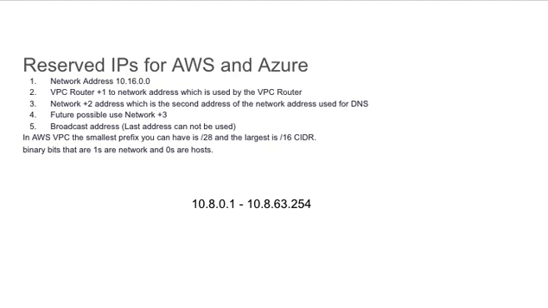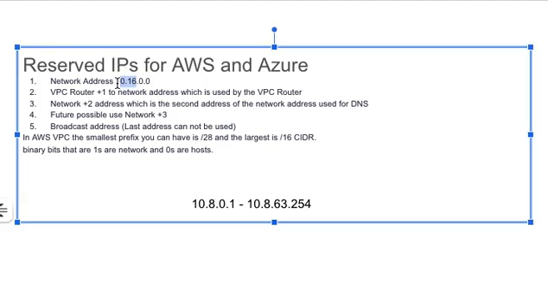Reserved IPs for AWS and Azure. As I said earlier, there's minus 2, right? The first one is the network address, but the VPC router. I'll just go in order. First of all, we have number one, the network address, which in this scenario that we're using is 10.8. That can never be used, that's given to us by the class B. VPC router, plus 1.